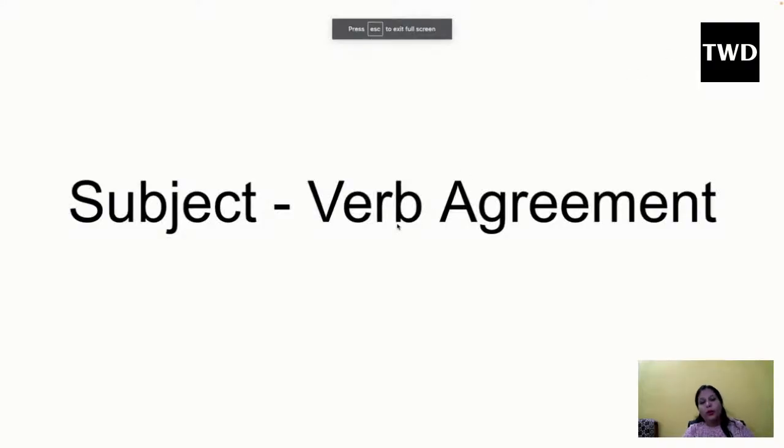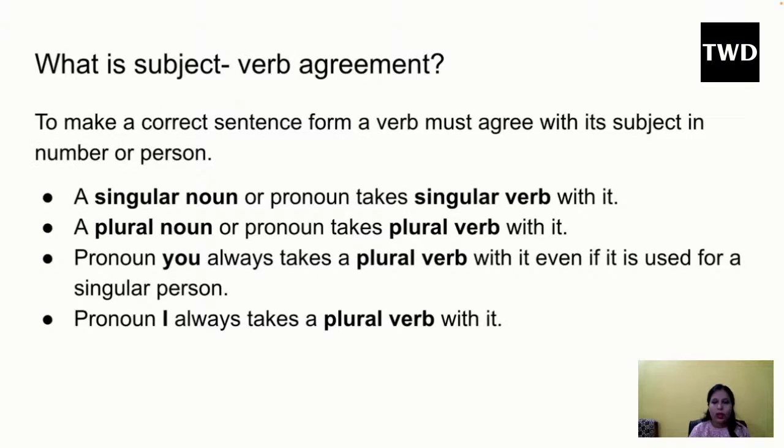Yes. So now we are going to see subject verb agreement, and this is one of the most important parts for all of us to know, because most of the time we make mistakes while agreeing our verbs with our subject. Yes, and it is very important to know this to frame a correct sentence. So, first things first, you might be thinking, what is subject verb agreement?